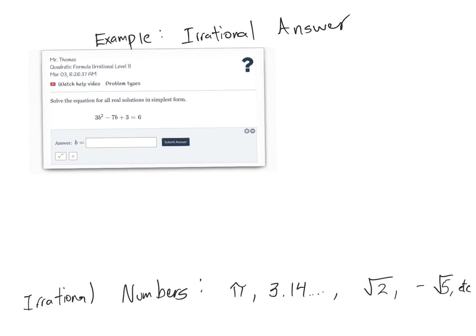Solve the equation for all real solutions. What? For all real solutions? I do not like this. No, all real solutions. Yeah, that's fine.